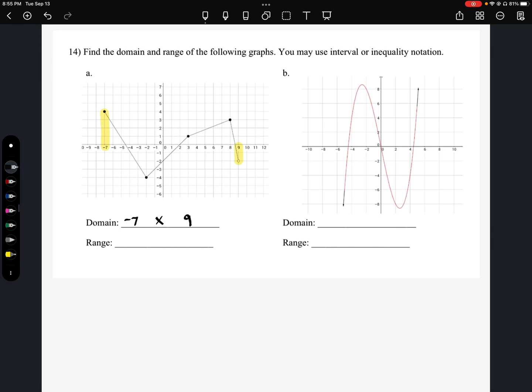Since our -7 is shaded, it would be less than or equal to. And since our 9 is an open circle or unshaded, it would be just less than. So you get from -7 to 9, including -7, but not 9. If you wrote it in interval notation, that would be bracket -7, comma, +9 with a parenthesis.